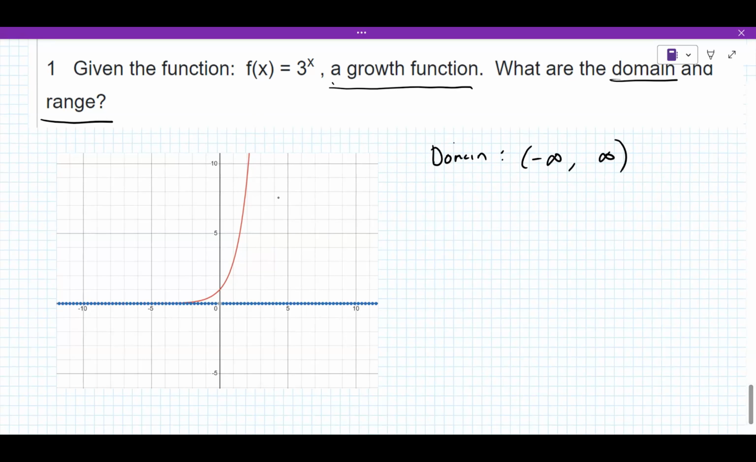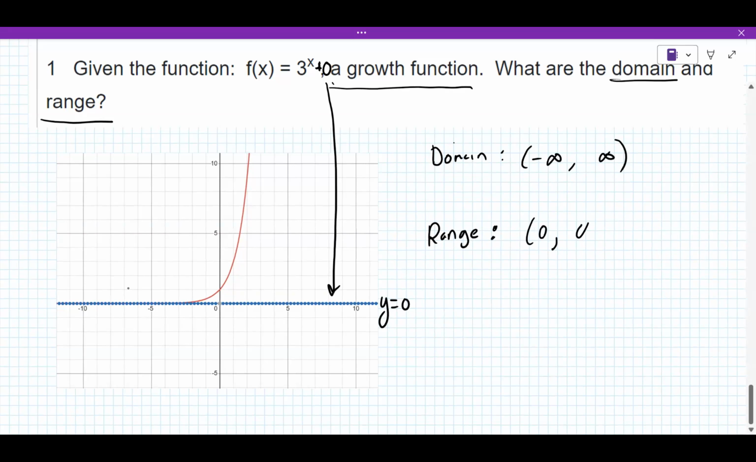The range, though, depends on this blue line here. There's really no number being added to it, there's really a +0 there, but we don't write it. This line is y equals 0. And the red curve approaches it but never crosses it, and we saw that on the graph. So the range, which goes from bottom to top, is 0 to infinity. It approaches 0 down here at this horizontal line, but then the y values go up.